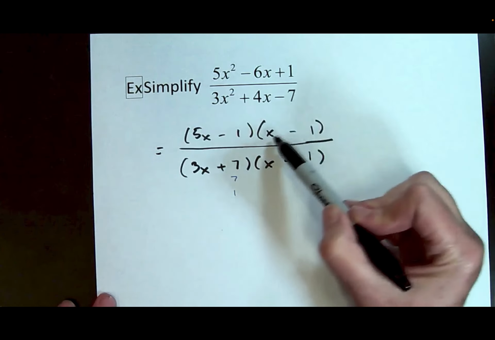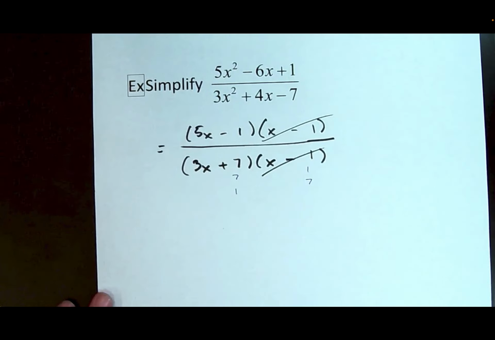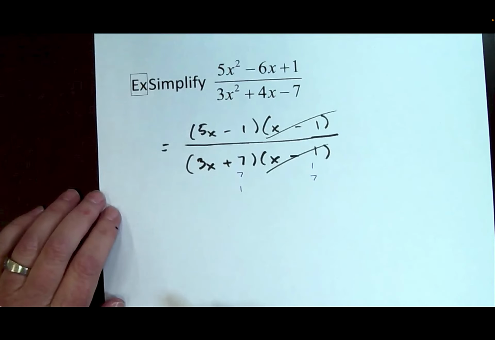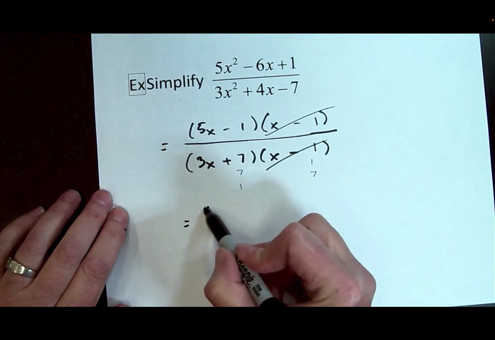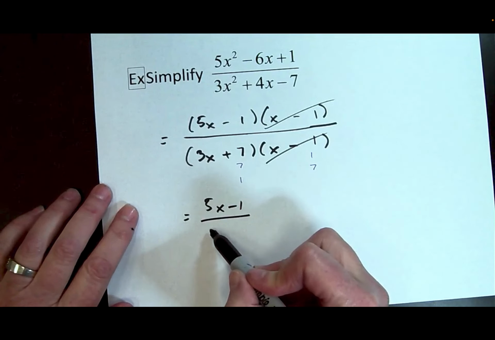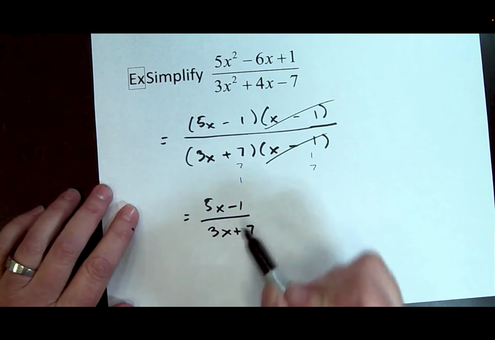And then what we're going to do is, making sure that we're crossing out factors, not terms or parts of terms, I'll go ahead and cancel out my common factors, and my answer for this problem then will be 5x minus 1 over 3x plus 7.